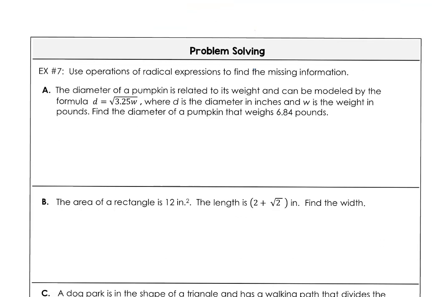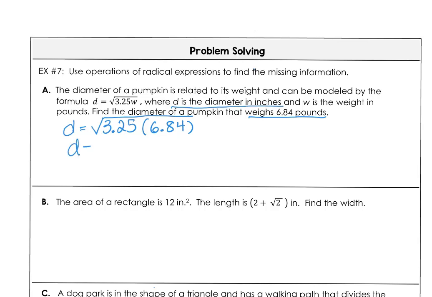And then our last example are 3 problem-solving type things. The diameter of a pumpkin is related to its weight and can be modeled by this formula, 3 1/4 times the weight under the radical. The diameter is D, and W is the weight, and we have a pumpkin who weighs 6.84 pounds. So you need a calculator for this problem. 3 1/4 times 6.84 pounds is going to give us the inches. The diameter is going to be in inches.